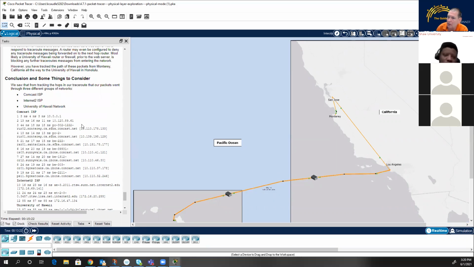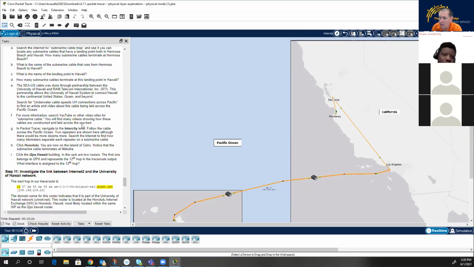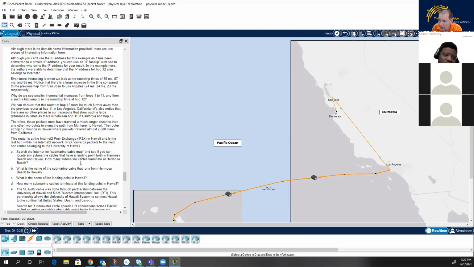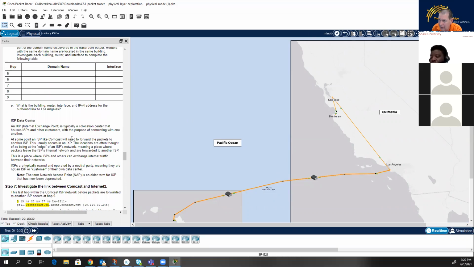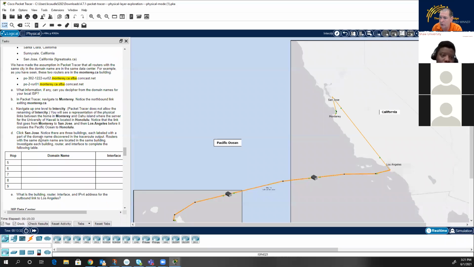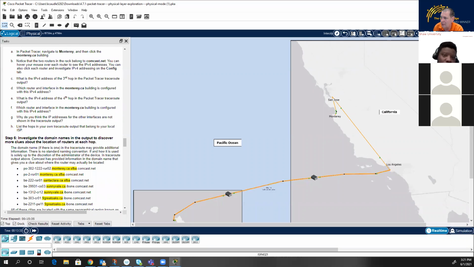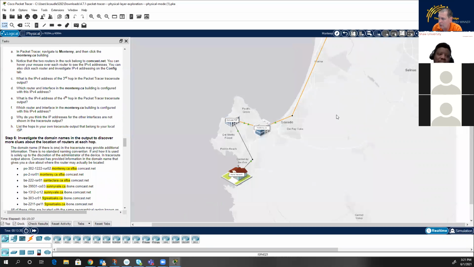Does that make sense? There's nothing for you to do here. You can't really go in here and turn anything in. Do you understand that you're jumping through each one of these in order to get from your house in Monterey all the way out to Hawaii?